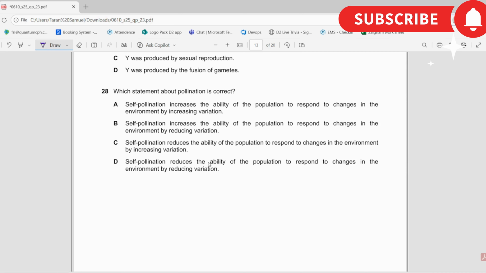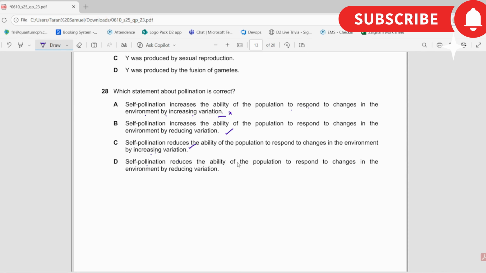Which statement about pollination is correct? Because these are longer statements, let's crack it. Self-pollination increases the ability of the population to respond to change in the environment by increasing variation. Self-pollination doesn't increase the variation. Self-pollination increases the ability of the population to respond to the environment by reducing variation. It has nothing to do with the variation. Self-pollination reduces the ability of the population to respond to change in the environment by increasing variation. Is it the same as the first one? That is reduces.